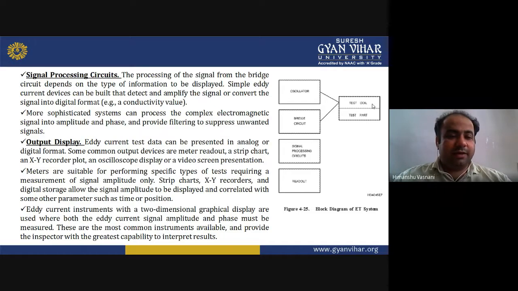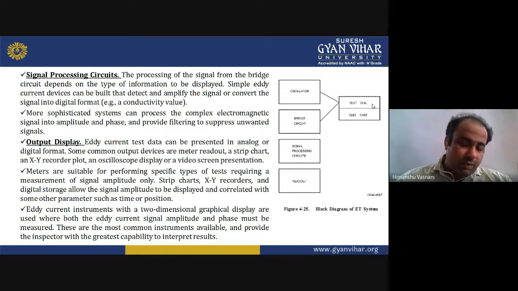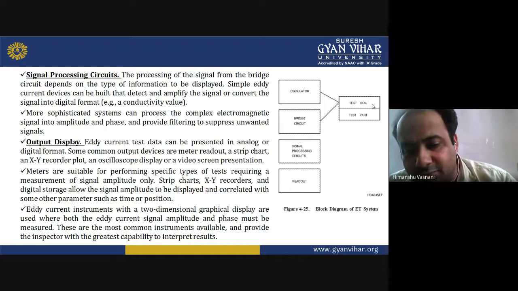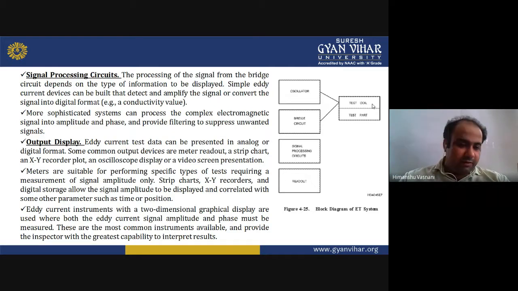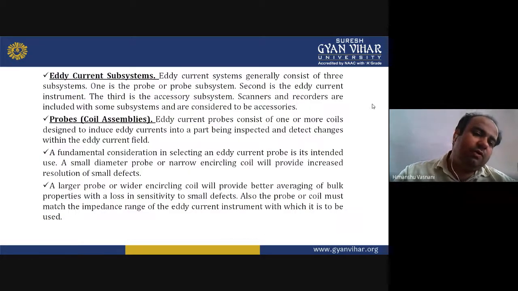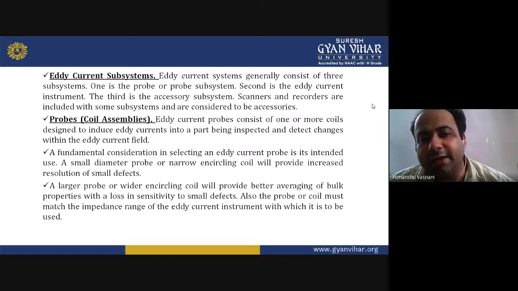Eddy current instruments with a two-dimensional graphical display are used where both the eddy current signal amplitude and the phase must be measured. These are the most common instruments available, and they provide the inspector with the greatest capability to interpret the results. The output display obviously has a role of key importance for the inspector, because the inspector will detect the flaws.